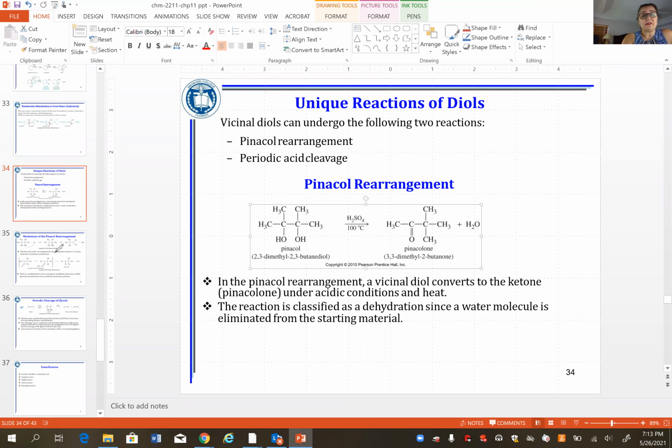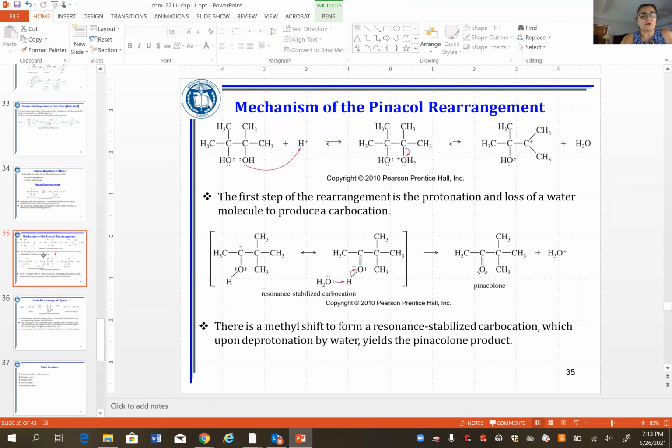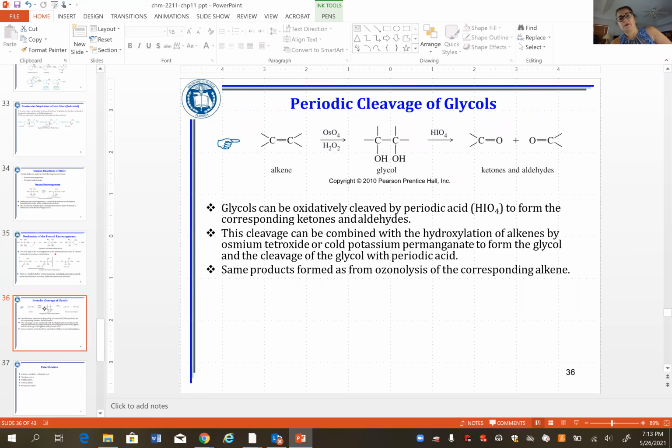Your reagent is going to be H2SO4 at 100-degree temperature. I didn't cover the mechanism, and I will not ask it on the exam, but you can review the mechanism for the Pinacol Rearrangement.